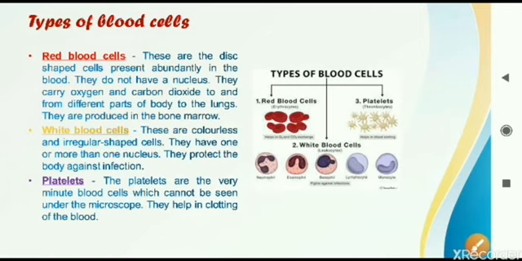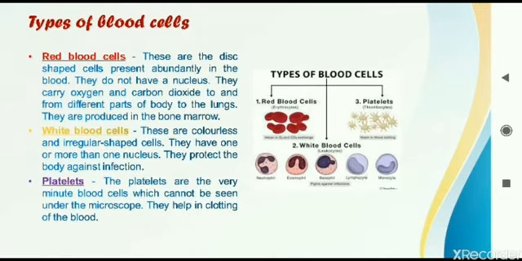Now in the RBCs we have seen there is no nucleus, but in the white blood cell there can be one nucleus, or more than one also. Even more than one nucleus is possible. Minimum one or more than one nucleus can be there. Now comes the function, what they are doing here. White blood cells or the leukocytes protect our body against infection. They save our body from various kinds of diseases. That is their role. That is the function of white blood cells.